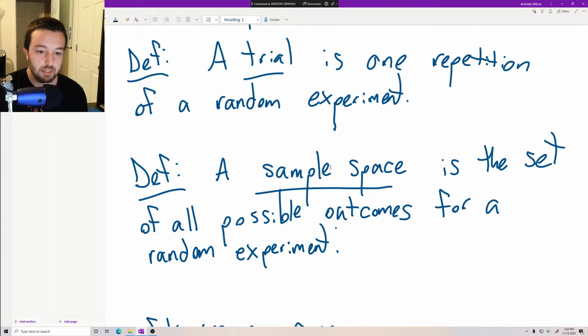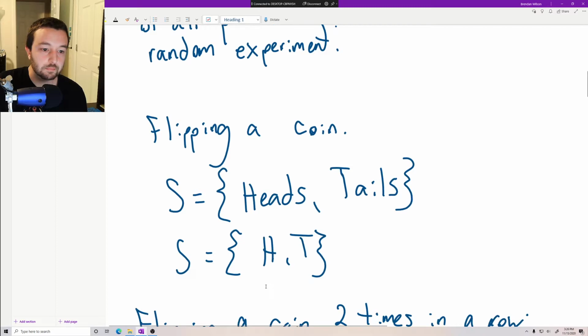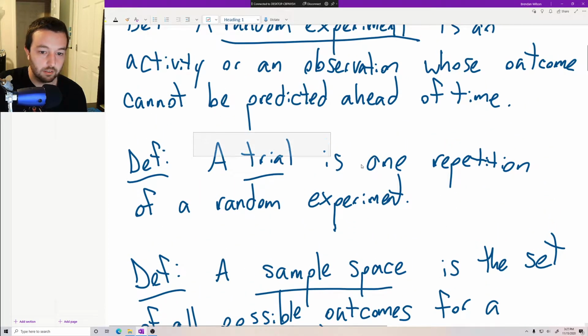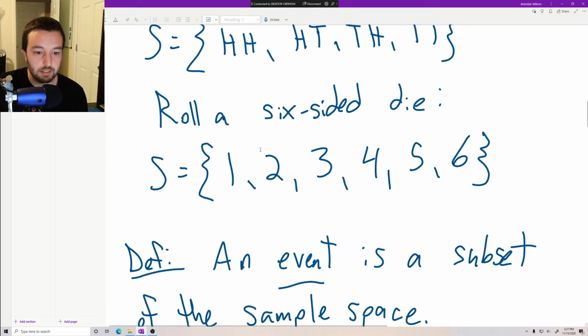But the sample space is a set of all possible outcomes, right? So if you're drawing a card from a deck of cards, then each of the 52 cards would be your sample space, right? Because those are all the possible things that you could draw. We call doing an experiment a trial. So drawing the card would be called a trial. Here were some examples of sample spaces.